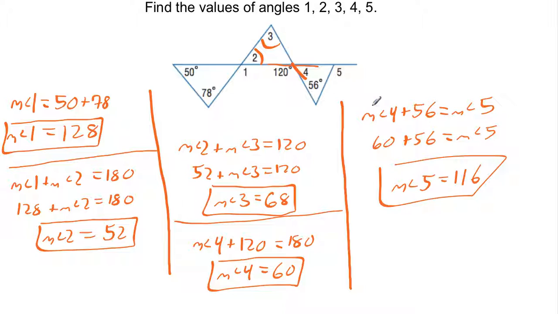This is a quick approach to solving this problem. Notice I didn't solve for really anything extra. All I did was use the exterior angle theorem and looked at a linear pair for supplementary angles. That's it. This is really nice and straightforward.